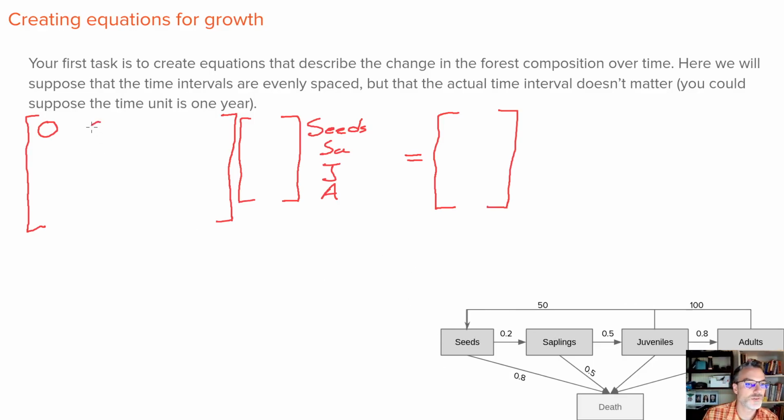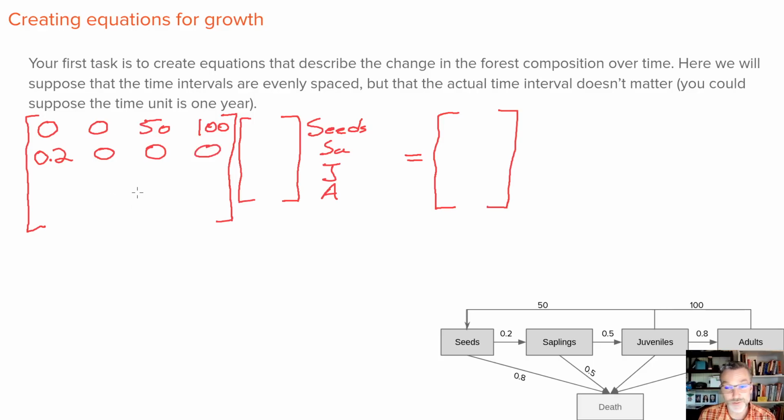Saplings don't produce seeds, but juveniles do, and adults do. So when I have a number of juveniles here, and I multiply these two together, that's going to be 50 times that number, and that will give me some contribution to the number of seeds in the next year. Okay, so now I have to look at the number of saplings that are produced. Well, those all come from seeds with a 20% chance. Saplings don't stick around until the next year. Juveniles aren't turned into saplings. Adults aren't turned into saplings.